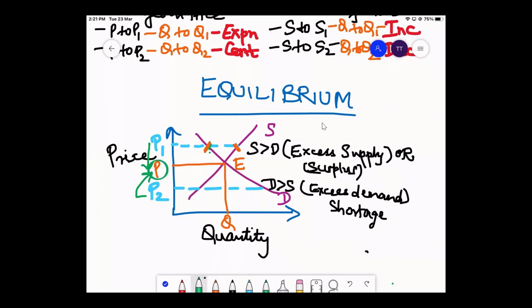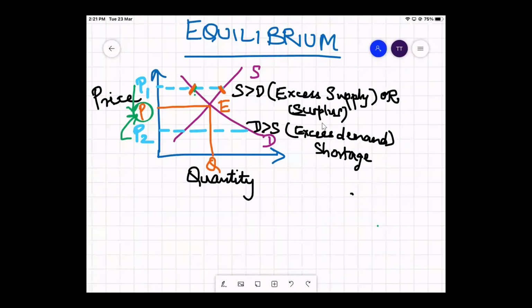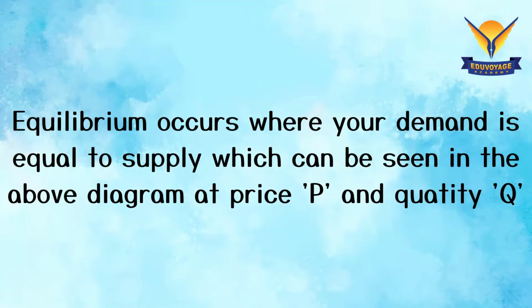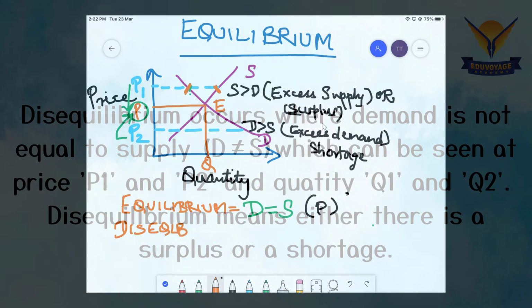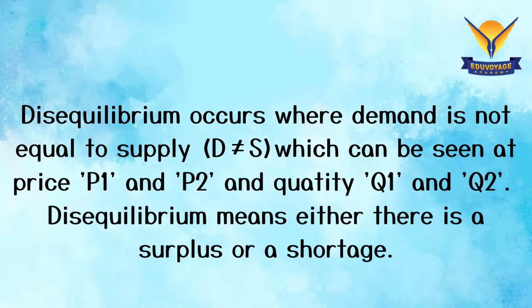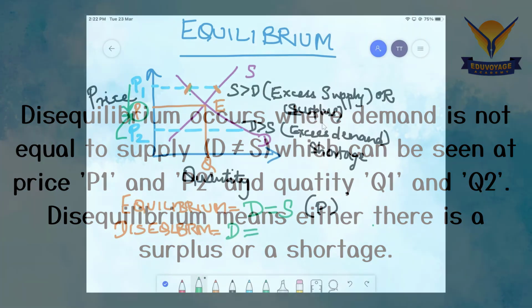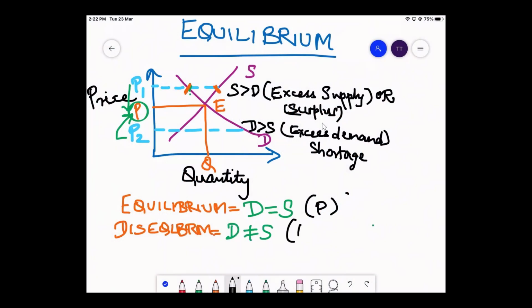Is this part clear? Did you understand? We can say that equilibrium occurs where your demand is equal to supply, and this we can see in the above diagram at the price P. And on disequilibrium, you get a 4 marks question on the difference between equilibrium and disequilibrium. A disequilibrium occurs where demand is not equal to supply, which is at the price P1 and P2. So a disequilibrium means either there is a surplus or there is a shortage.